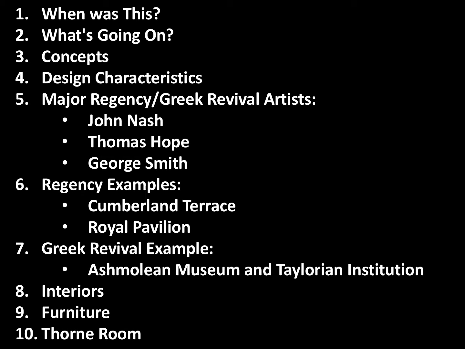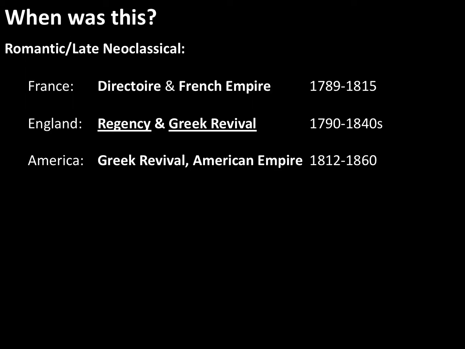We're going to look at the major artists, John Nash and Thomas Hope and George Smith. And then for Regency, we're going to look at both Cumberland Terrace and the Royal Pavilion. And for the Greek Revival, we're going to look at the Ashmolean Museum. We're also going to look at some interior design, some furniture, and we're going to finish up by looking at a throne room.